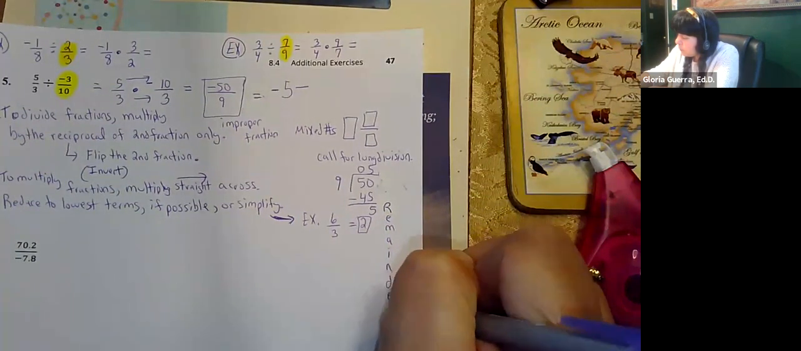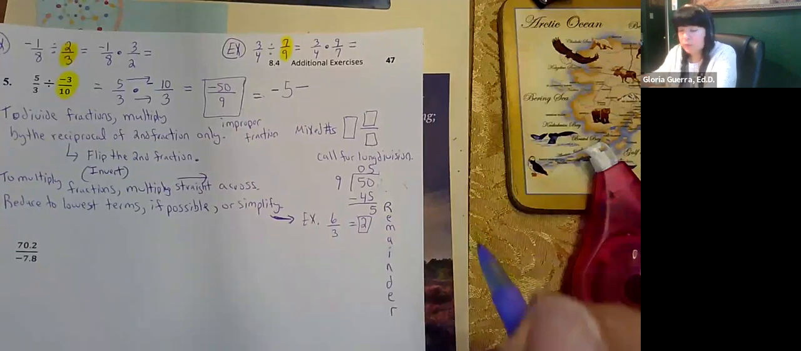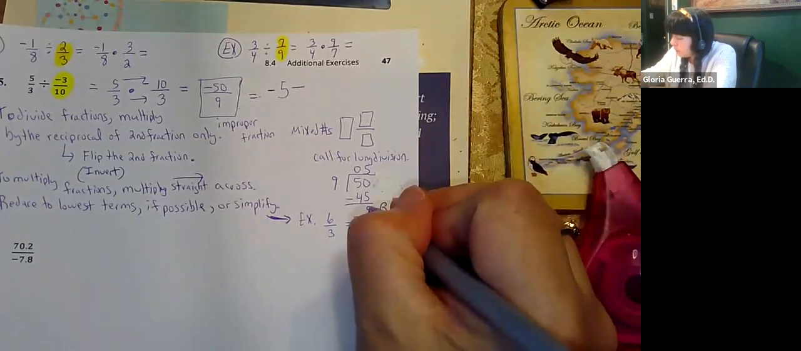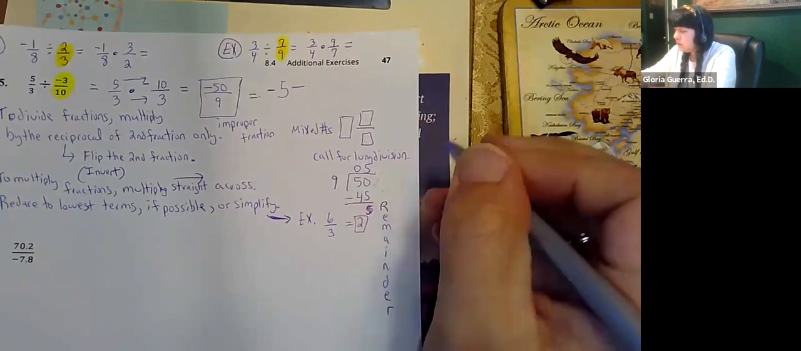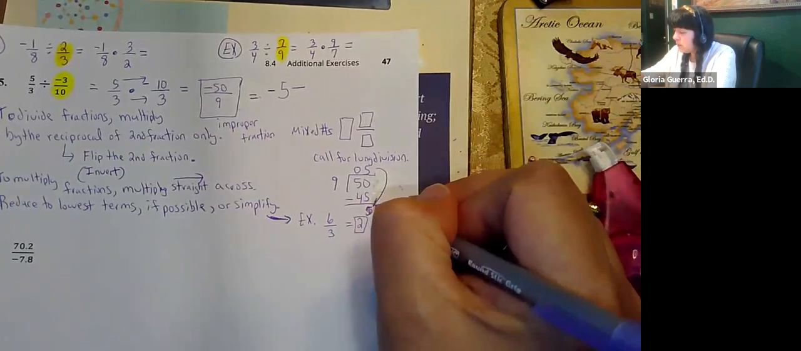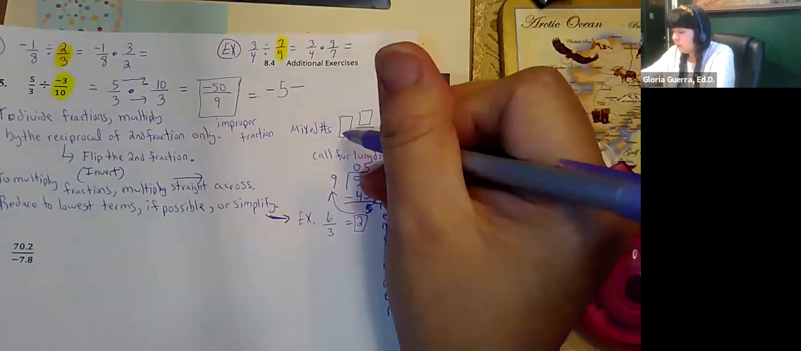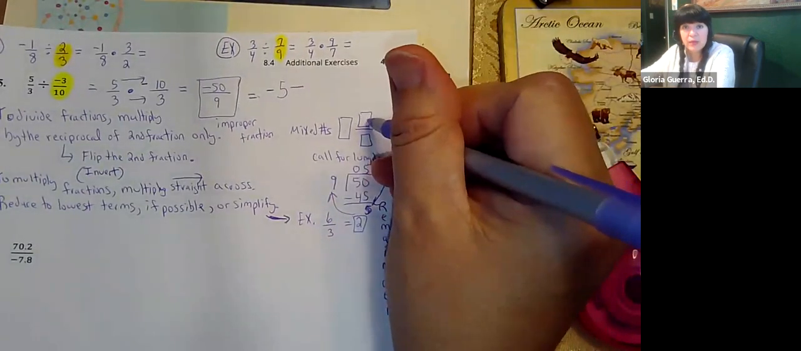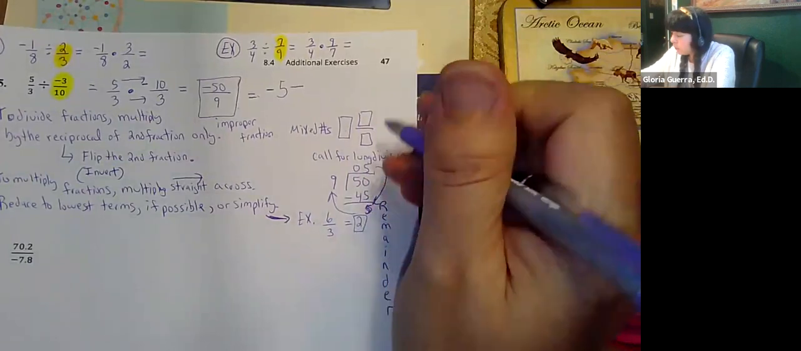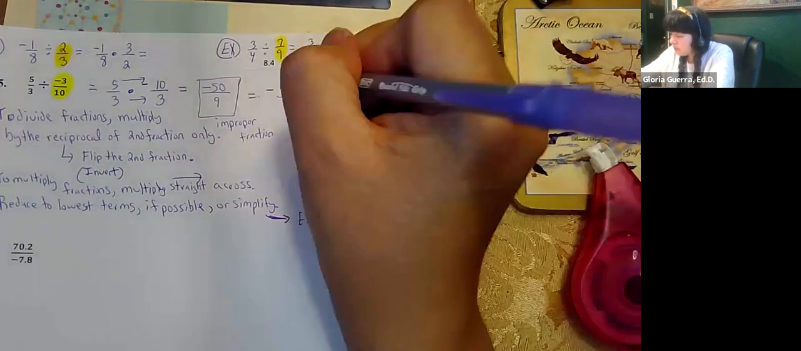R for remainder of 5. That's a remainder of 5. And this gets written like this, clockwise. So next, you already wrote down this 5 here. So now this becomes your R. Your remainder is 5. That goes here.